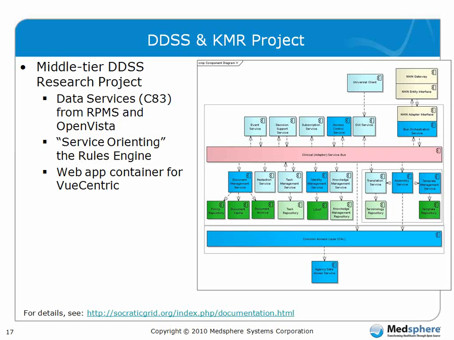And so really what's happening is we are, through a service and then through what they call their CAL layer, Common Access Layer, providing data up in essentially a CCD format, a C83, what data is available to fill in a C83 from an RPMS or OpenVista database. It goes into the middle tier.